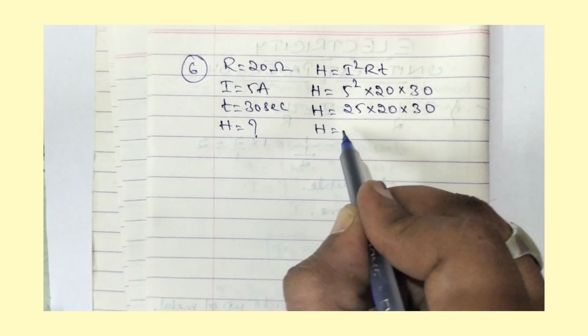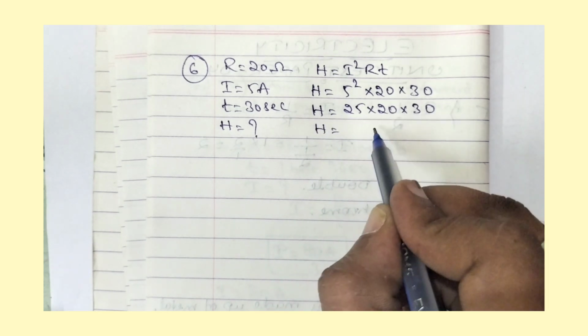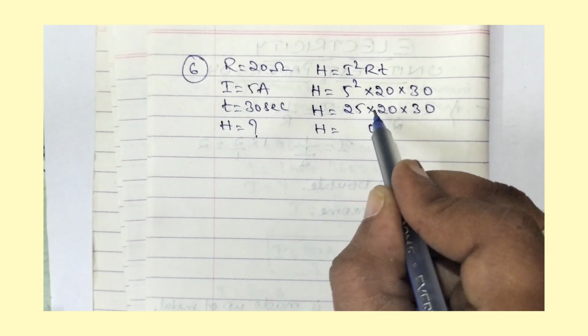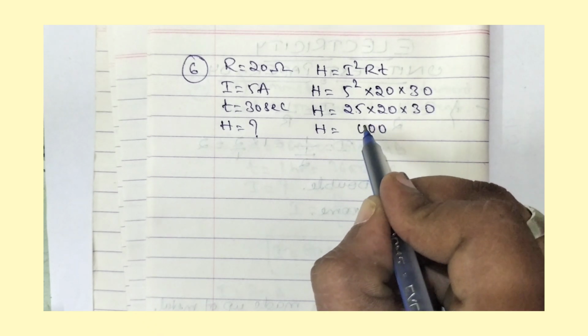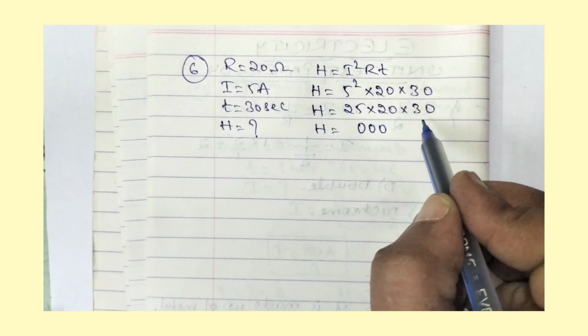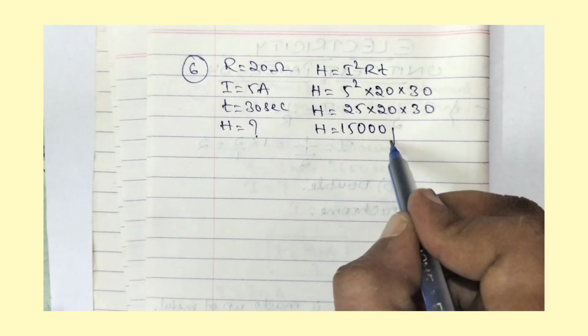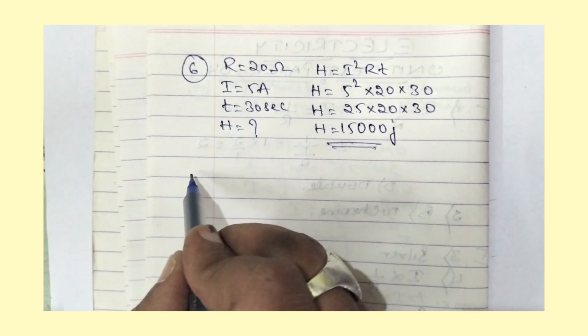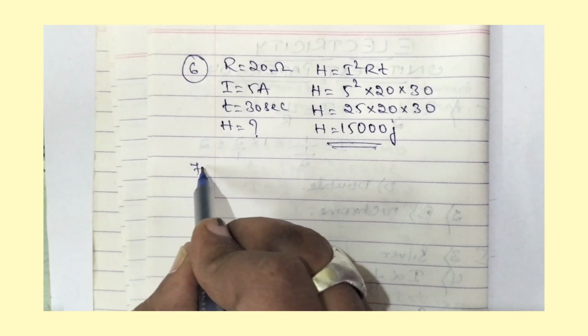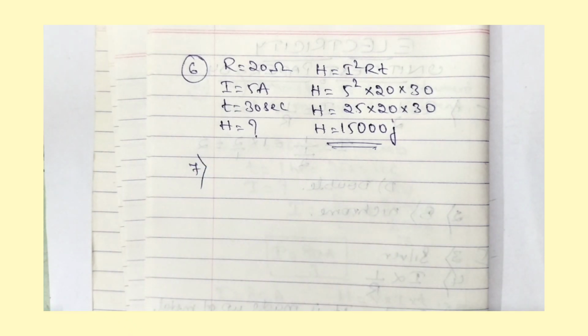So 25 into 20 into 30: 25 twos are 50, 5 threes are 15. It will be equal to 15,000 joules. So 15,000 joules of heat is generated.